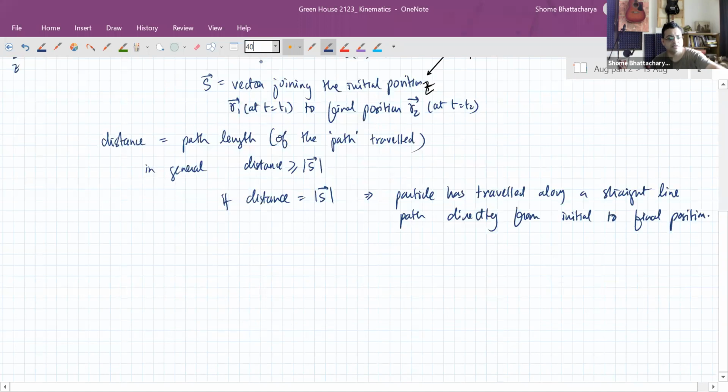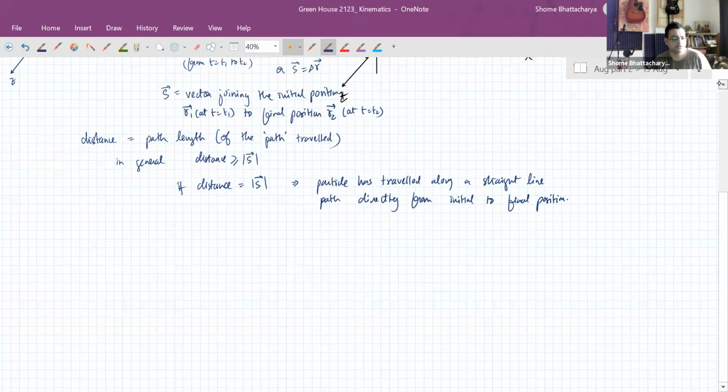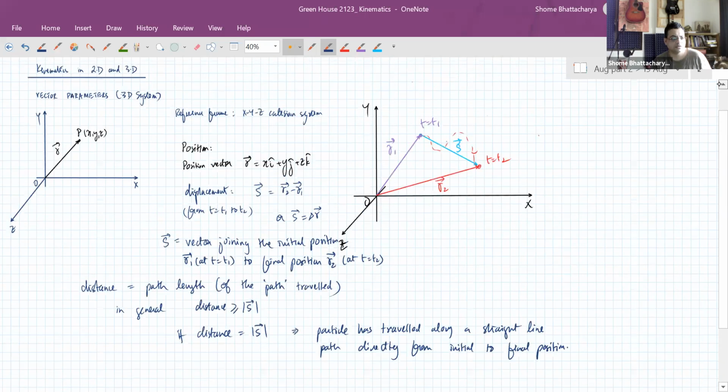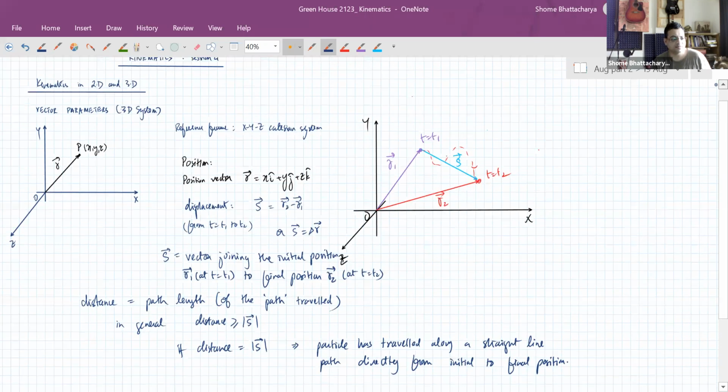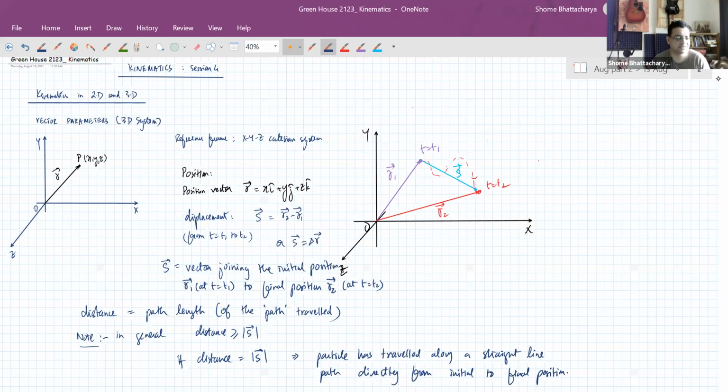Okay, so just add this definition of distance, which all of you know, and this quick note about the relationship between distance and displacement. In general, distance is greater than or equal to displacement. If distance is greater than displacement's magnitude, it means that the path is not a straight line. Whereas the only situation in which the distance is equal to the magnitude of displacement is when it has traveled along a straight line directly from the initial to the final position.